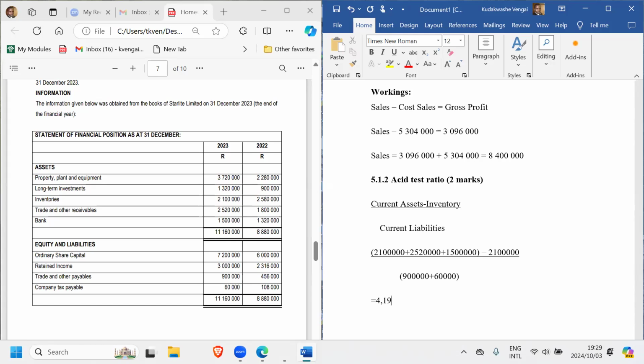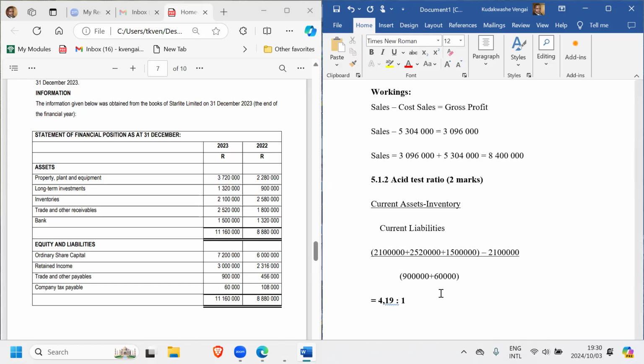So how do we interpret this result? So, okay, some textbooks will say this. Instead of saying 4.19, it will say 4.19 is to 1, like this. So you might also notice that answers might also come like this for this ratio, 4.19 to 1, or it will just be 4.19. It's the same thing anyway.